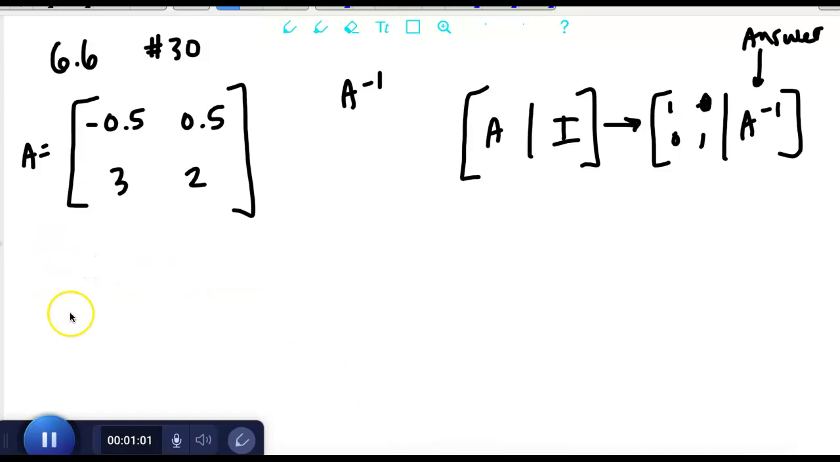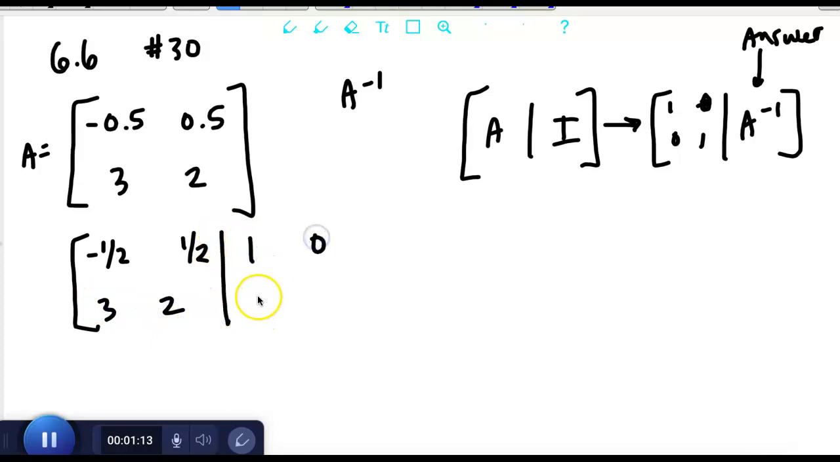So for this matrix, I'm going to change these 1/2s to fractions because it's easier to see what to multiply by. And then we're going to add a 2 by 2 identity. Okay, so in order to get rid of these fractions, you multiply by the denominator. So I'm going to take row 1 and multiply it by -2.